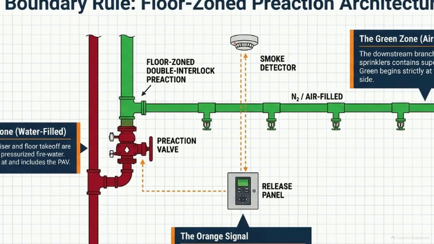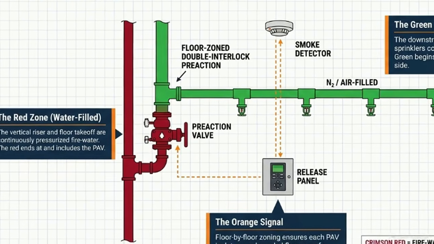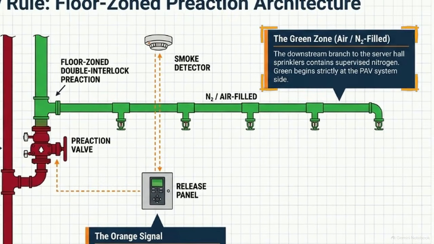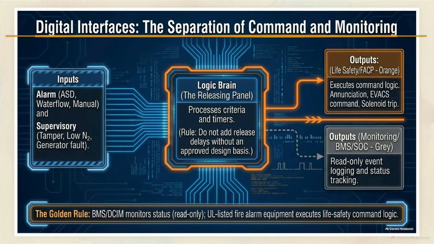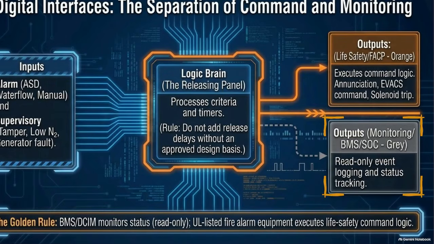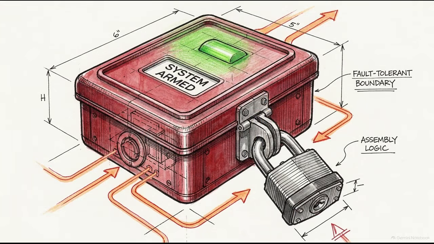A floor-zoned preaction architecture's boundary is the preaction valve, separating water and gas zones. Upstream is the red zone, continuously pressurized with fire water up to the valve. Downstream is the green zone, containing supervised nitrogen gas until a digital signal opens the valve. This digital interface maintains a strict separation between command and monitoring. While the building management system tracks read-only event logs, only the UL-listed fire alarm equipment is permitted to execute life safety command logic. Unifying mechanical supply with digital logic establishes a fault-tolerant boundary that prevents accidental discharge while ensuring system readiness.